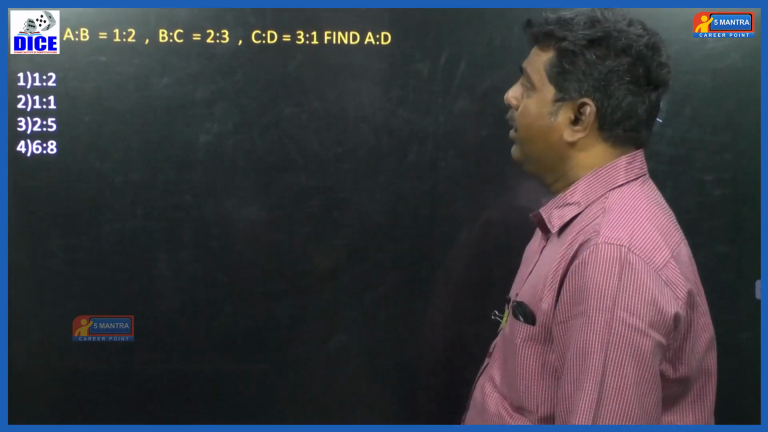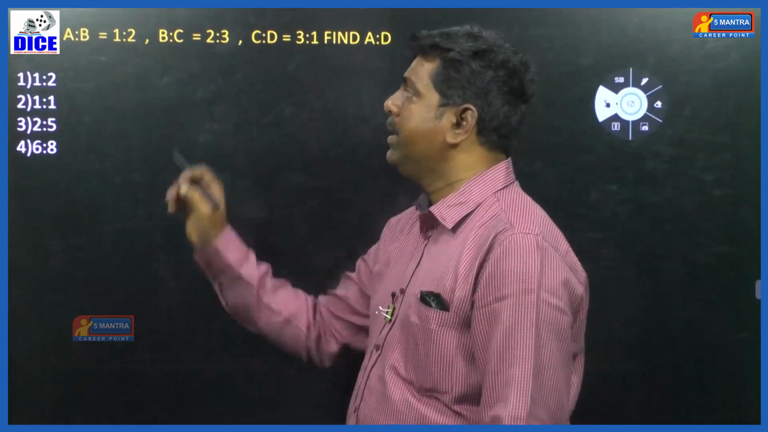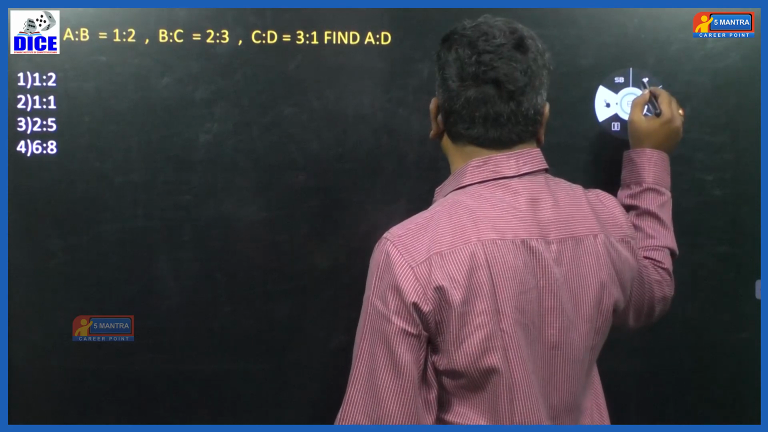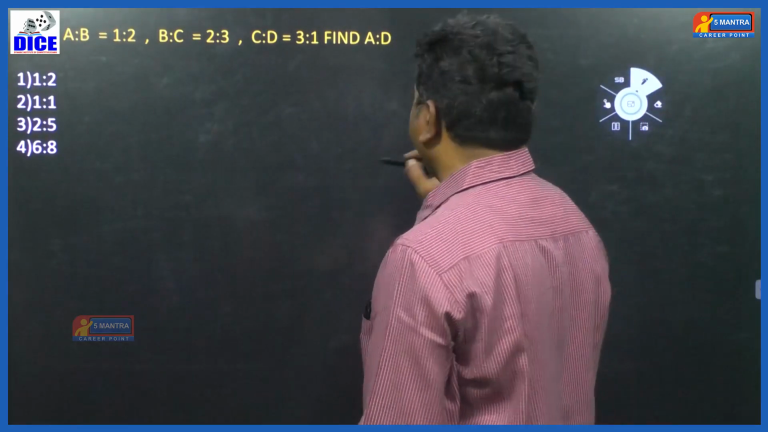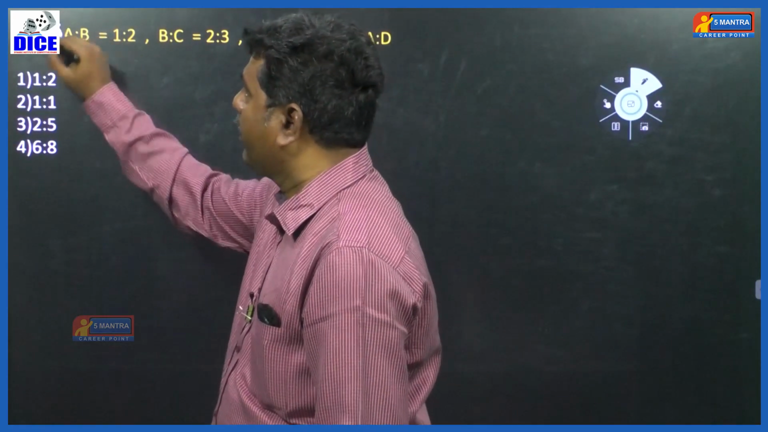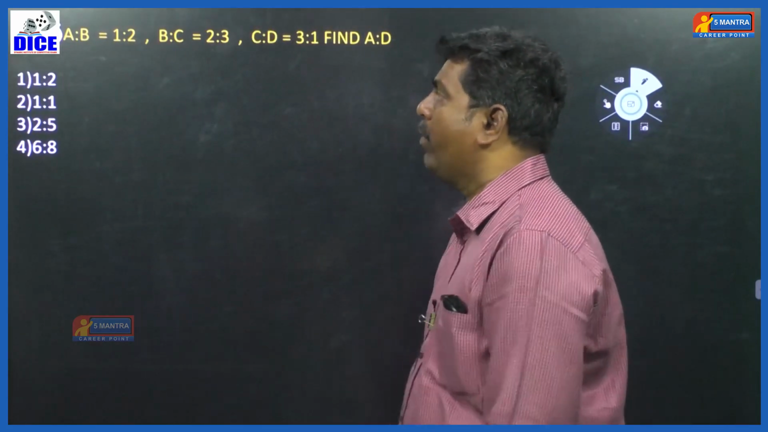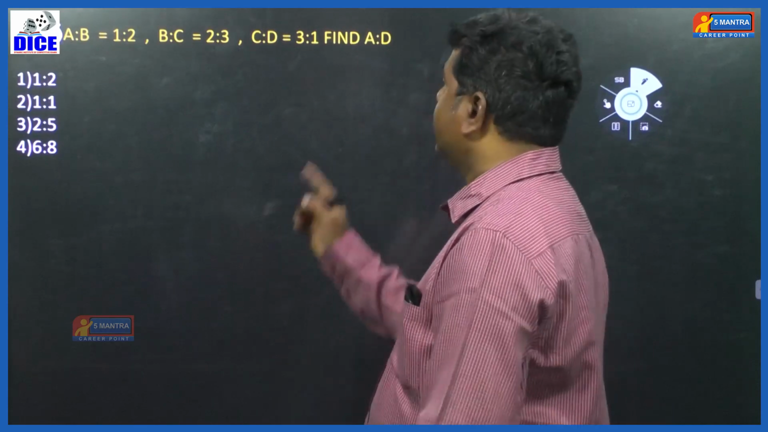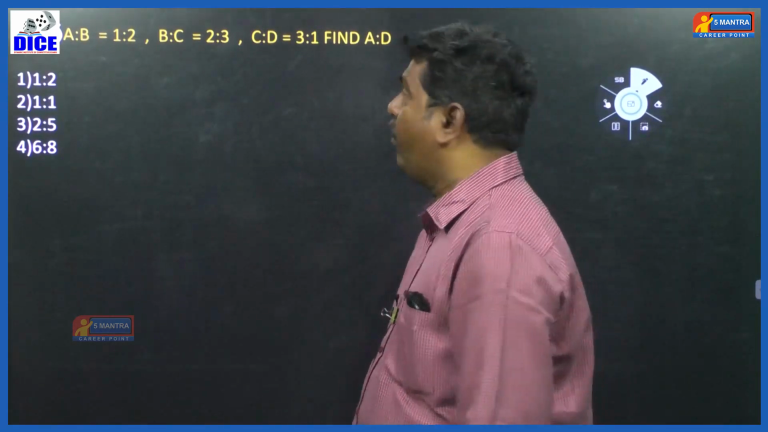Same model. A is to B is equal to 1 is to 2, B is to C is equal to 2 is to 3, C is to D is equal to 3 is to 1. Find A is to D.